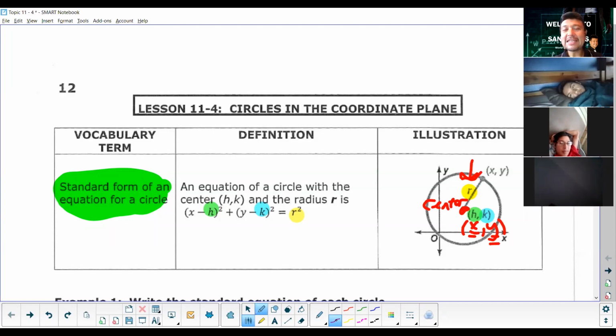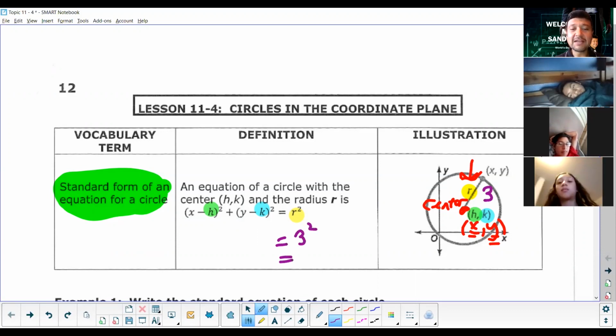This R will tell you how big the circle is. Let me give you an example. If this was 3, guess what it's going to look like over here? You see how this is R squared? It will be 3 squared. On the equation, it's going to show up as a 9. So that's the reason why we have that.